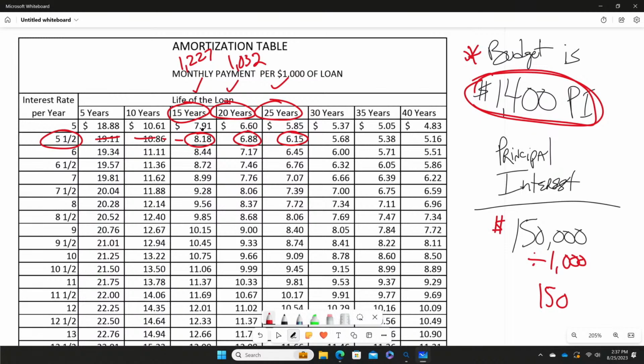So if we did 150 times 6.15, that would be 922.50. And so the question said something, and I'm probably pretty close here, that what would you recommend they do to stay within their budget? And so again, you might have information about taxes and insurance that you need to figure into that. So you may not pick the 15-year note, because if it does have taxes and insurance, that would probably throw you over the budget, wouldn't it?